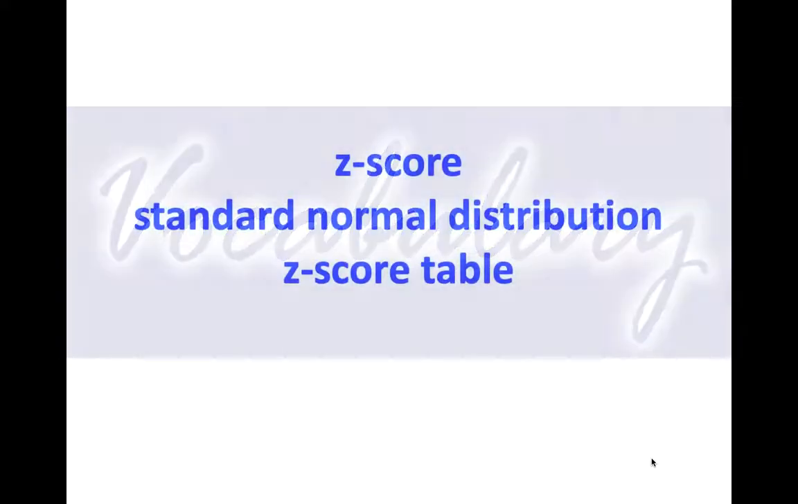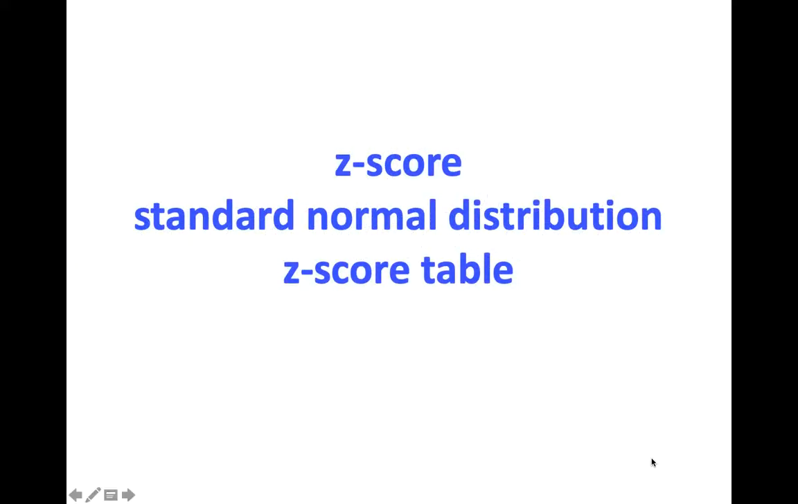Okay, let's take a look at the vocabulary you're going to need to watch for. You have the z-score, the standard normal distribution, and the z-score table. Three things that I want you to be on the lookout for as you listen to this video.